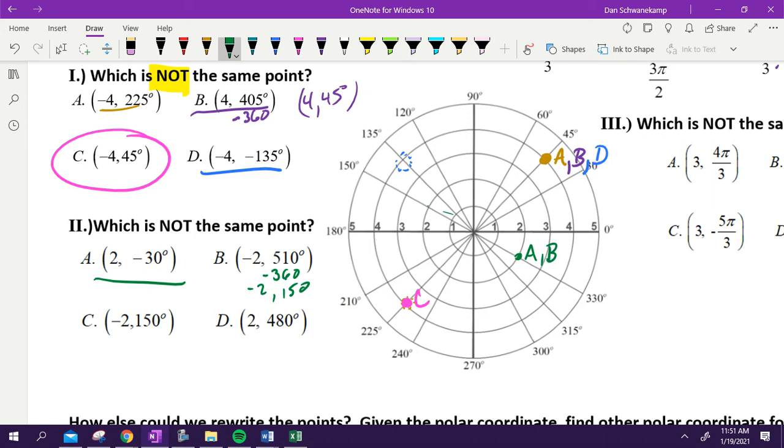Then we do C, (-2, 150°). So here's 150, negative 2. Yep, it rides across. C is the same. D is (2, 480°). If I subtract out 360, I get (2, 120°). Nah, that's not right. That's not what I wanted. D is in the wrong spot. Make sense on how we did that?